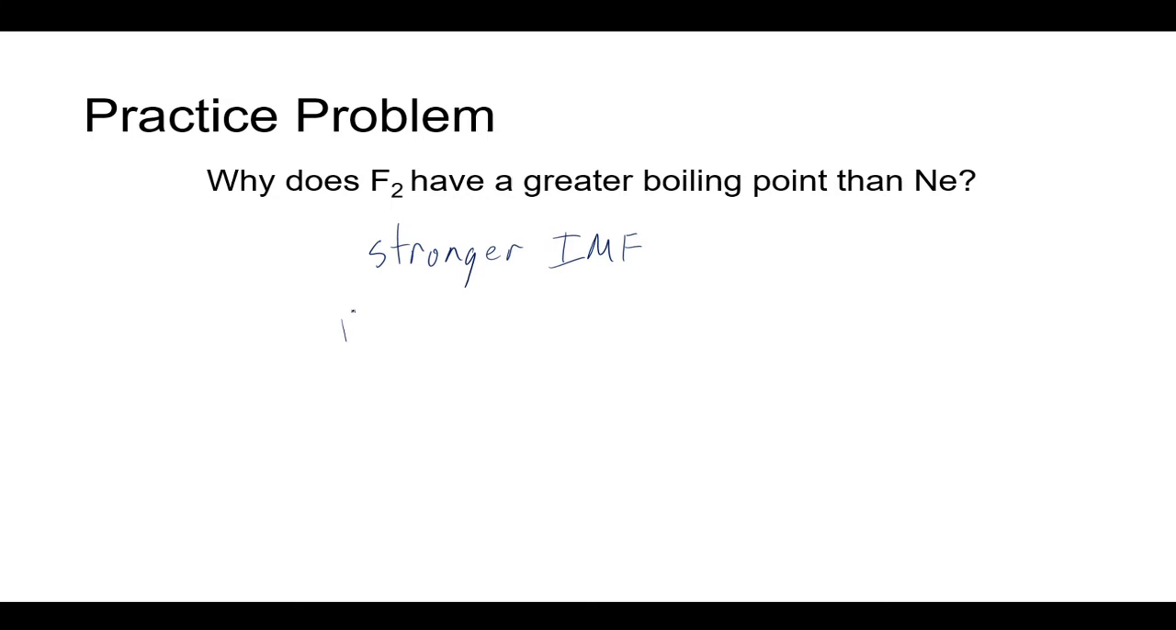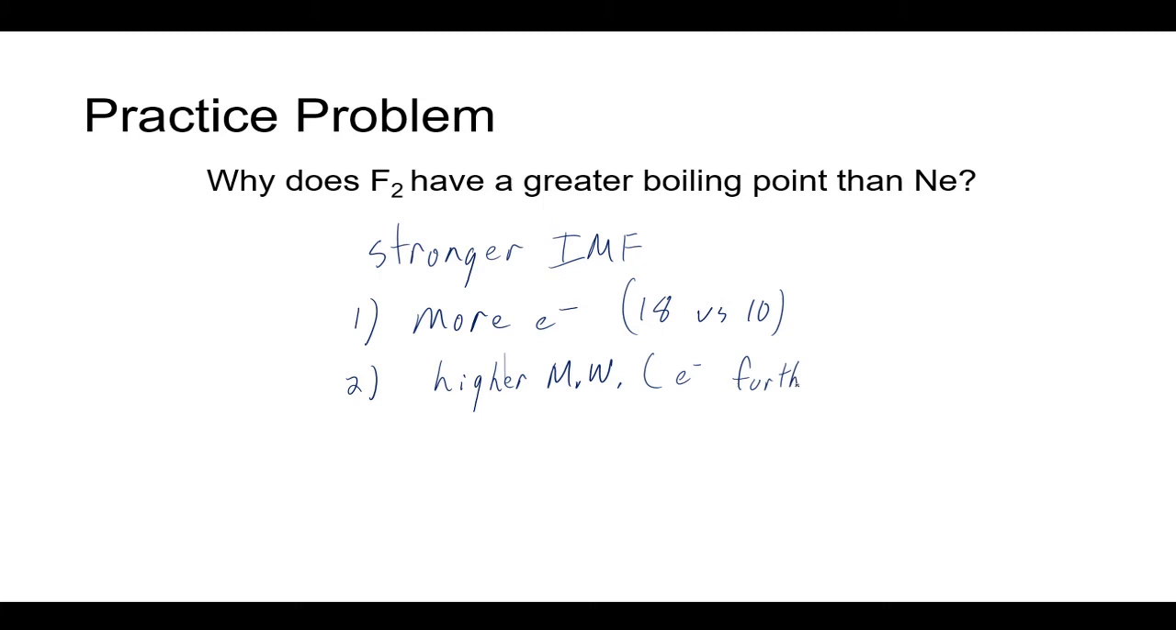It's only dispersion forces, but the dispersion forces increase in fluorine because there's more electrons in fluorine, right? The fluorine molecule has 18 compared to 10 in a neon atom. Reason two is that it's a higher molecular weight. A higher molecular weight probably means on average the electrons are further from the nucleus. It also helps that it's a molecule versus an atom.